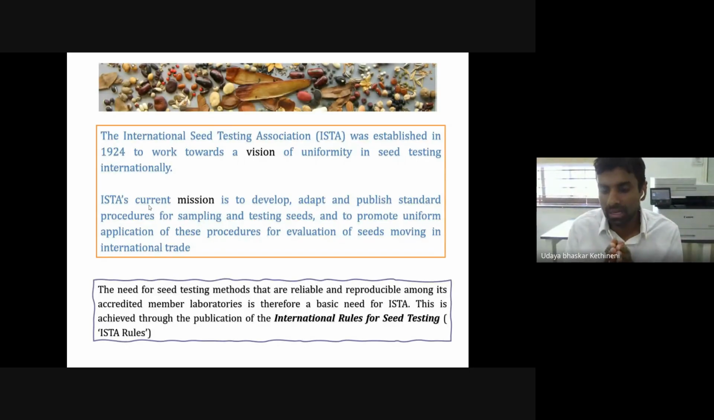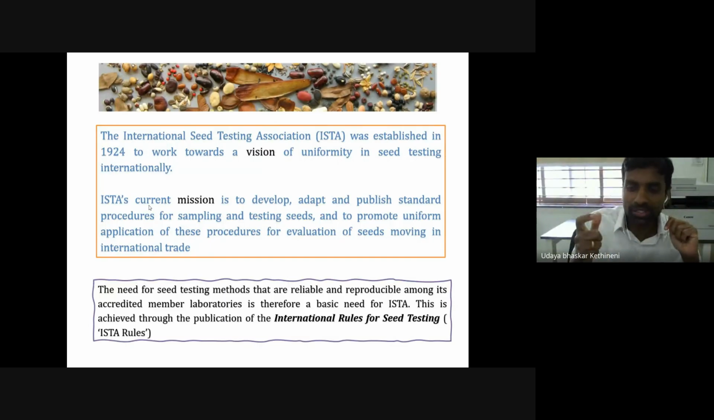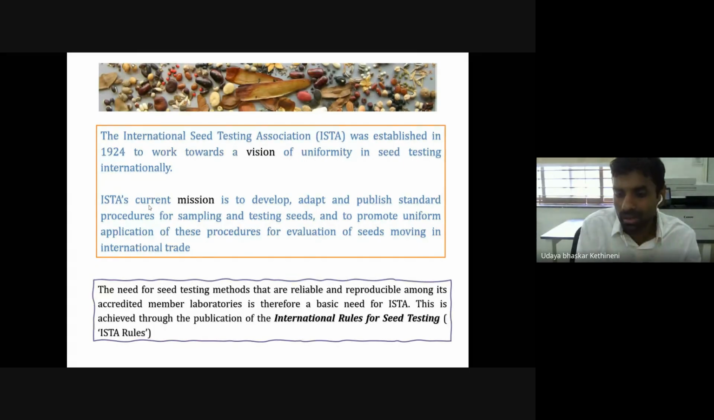ISTA rules are nothing but the methodology. It is not the range. It is just the methodology. The ISTA rules indicate the methods we have to follow for doing a particular test. For example, take the germination test: how to conduct the test, which substrate has to be used for which species, which temperature has to be used, what dormancy elevation treatments have to be done, what is the first count, and what is the second count.